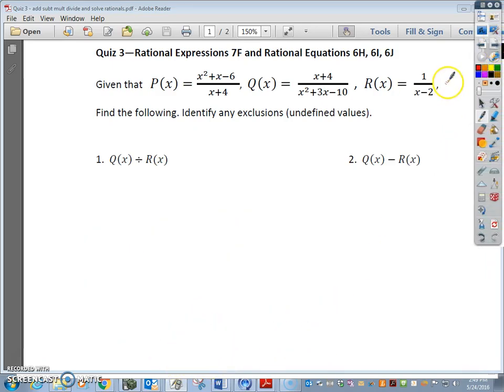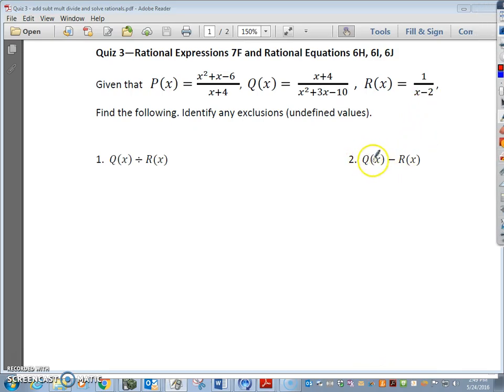Now, number 2 is the same thing, sort of. This one's Q of x minus R of x. So this is a subtraction problem. Subtraction is just like addition. Again, we're going to start off with Q of x, which is x plus 4 over the same one from before. So here's the factored form of it. What were the factors for this one? It was x plus 5 and x minus 2. And we're going to subtract 1 over x minus 2.